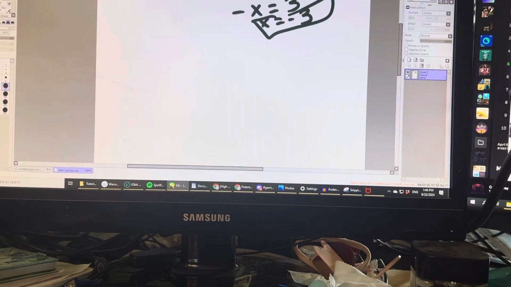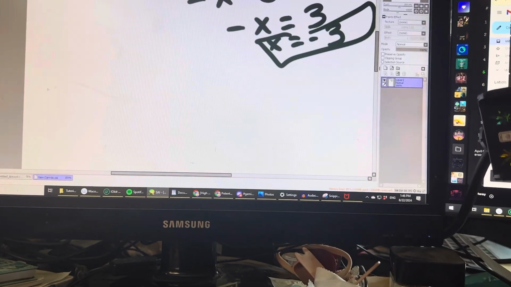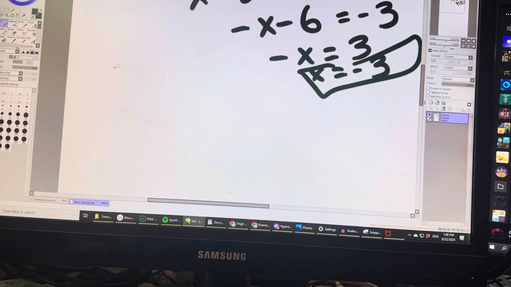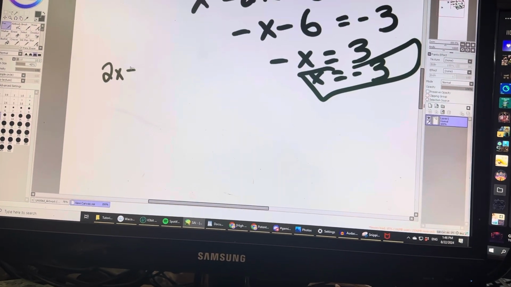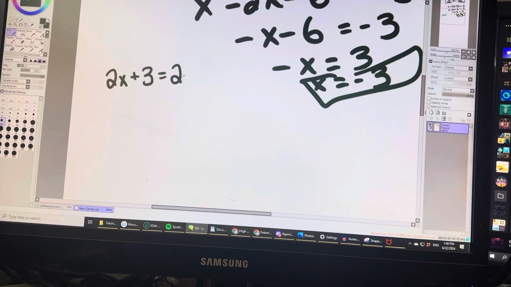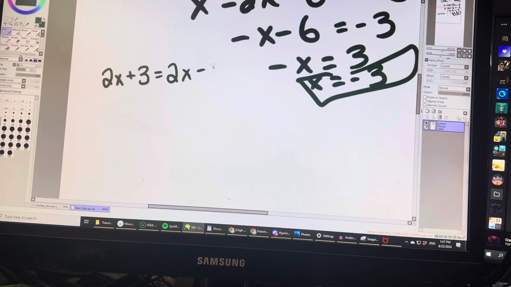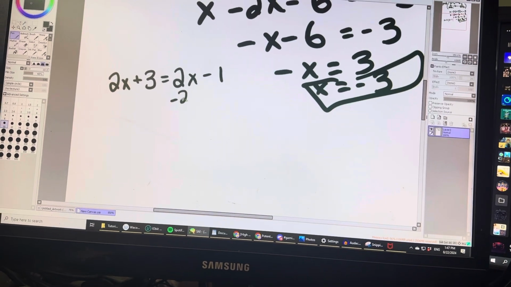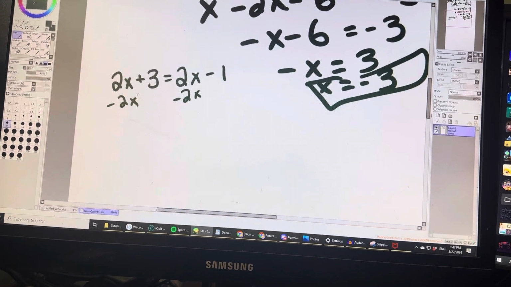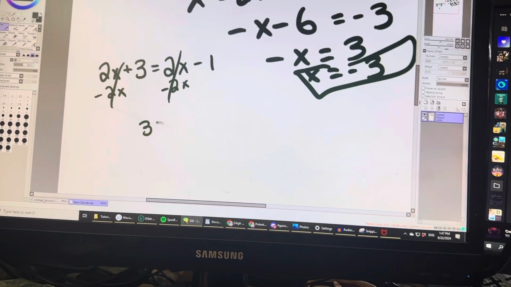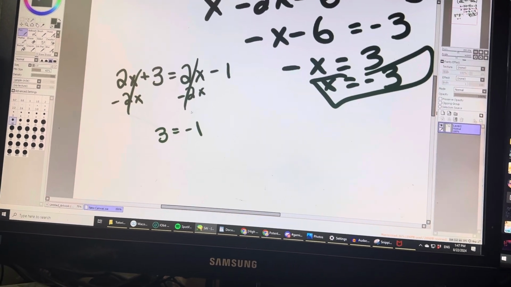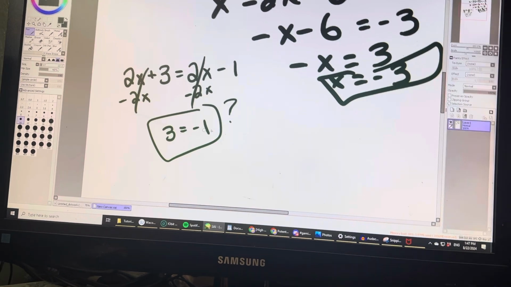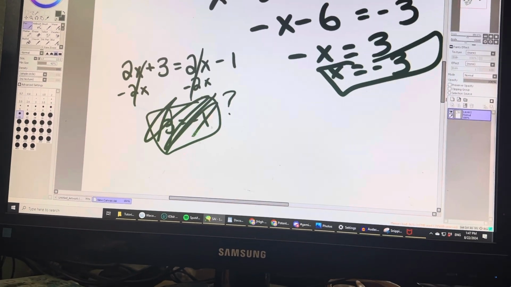Now, one of your questions was, what happens when there's no solution? So sometimes you're in the process of working out a problem. Say we have 2x plus 3 equals 2x minus 1. If I move 2x to either side, I'm going to subtract 2x, and they go away. And we get 3 is equal to negative 1. Is that true? Is 3 actually negative 1? That ain't true. That's BS.